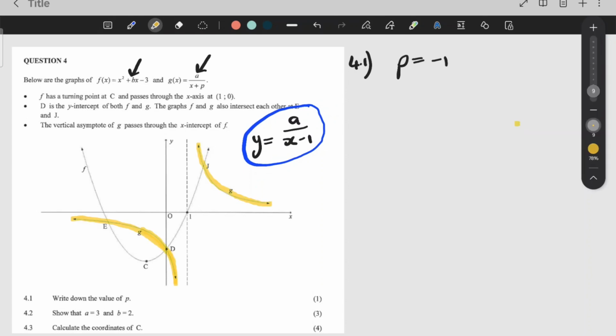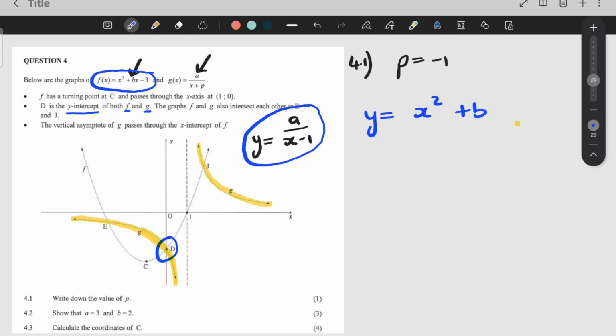I need a point on the hyperbola. The only thing I do see is this D. D is the y-intercept of f and g. So if I look at f, here's f. If you write it down, it looks like this. It's in standard form. So when a parabola is written in standard form, this over here is the y-intercept. So (0, negative 3) is the y-intercept. So this D is (0, negative 3).